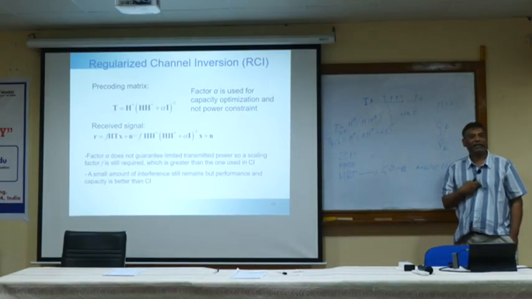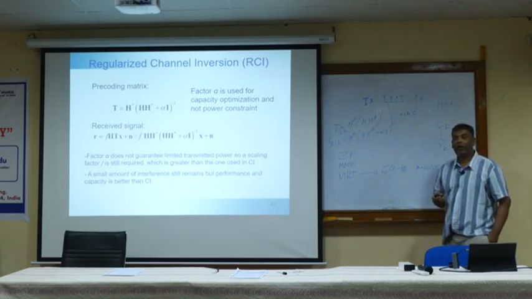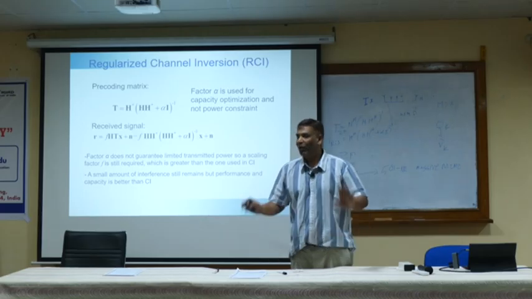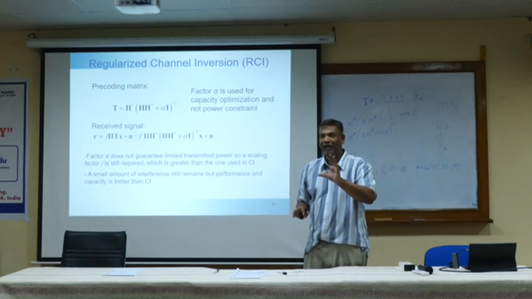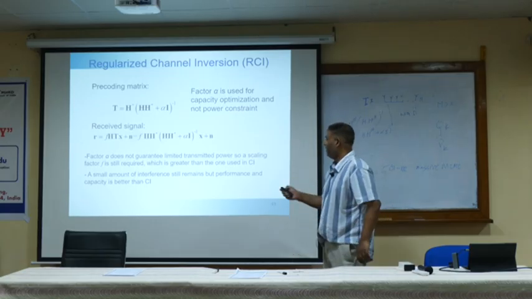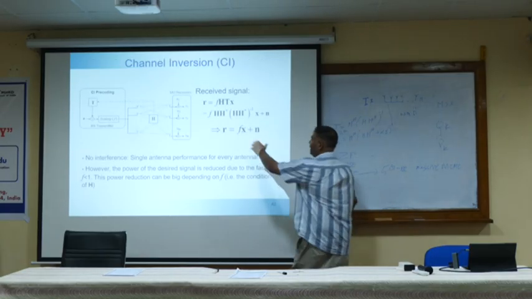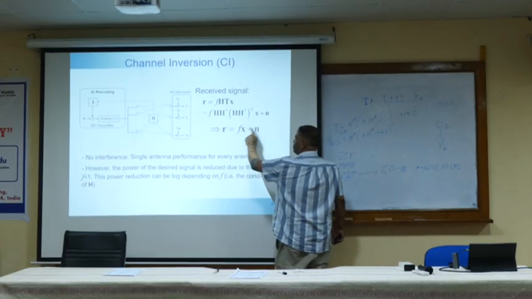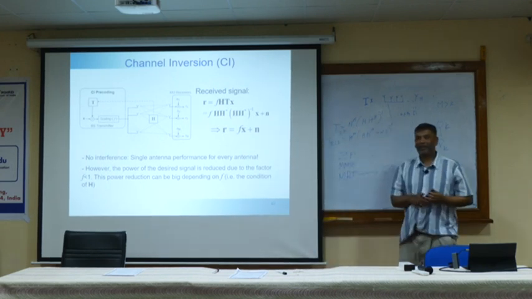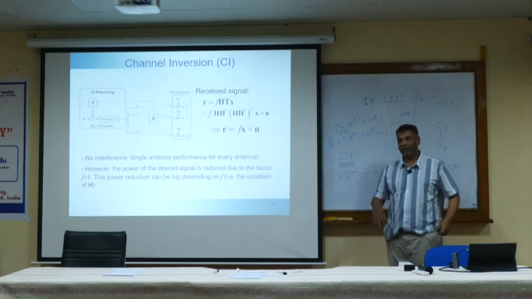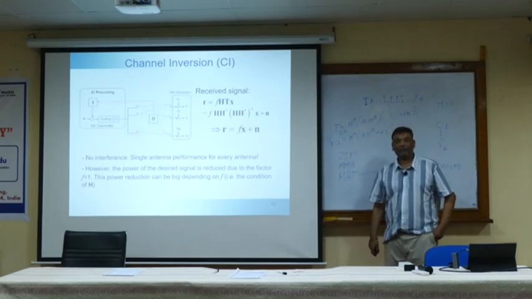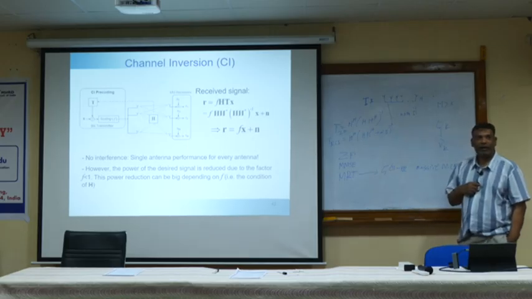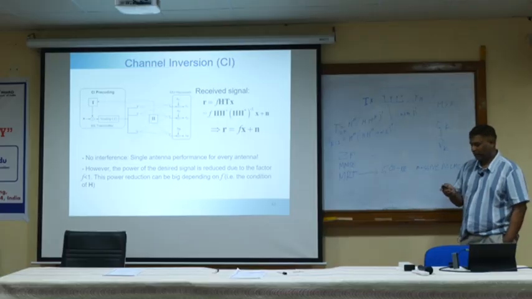Any question? Yes, that's what we prove here. You see here, because this becomes identity, the received signal R1 is X1. Yeah, it's downlink. Any other question?